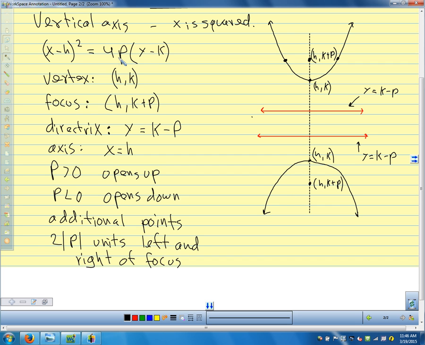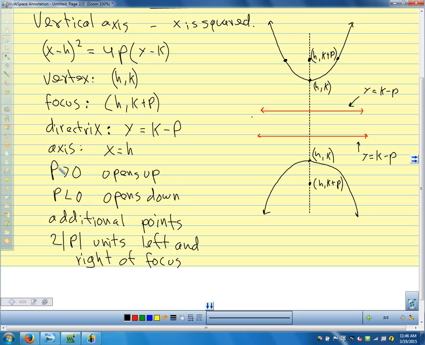All right, questions so far? Yes? Is that 4p (y minus k)? Mm-hmm. And this equation comes from working with those 2 distances from the focus and the directrix, setting them equal to each other, and rearranging.